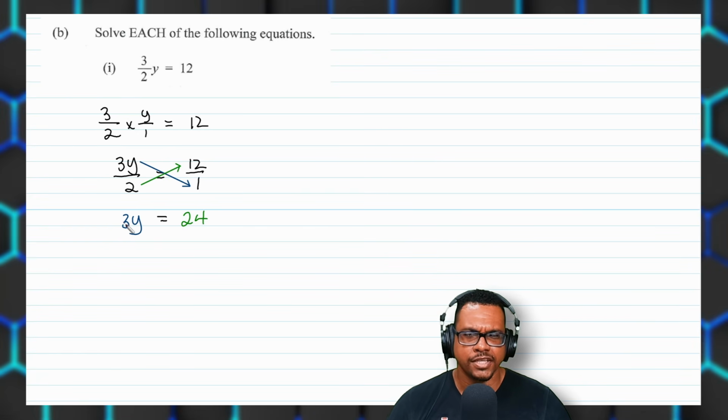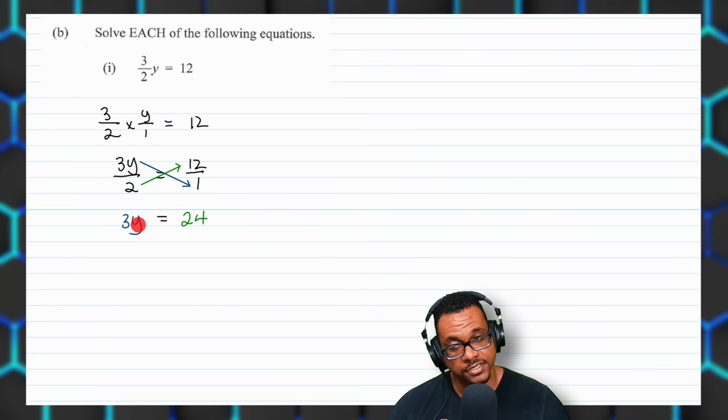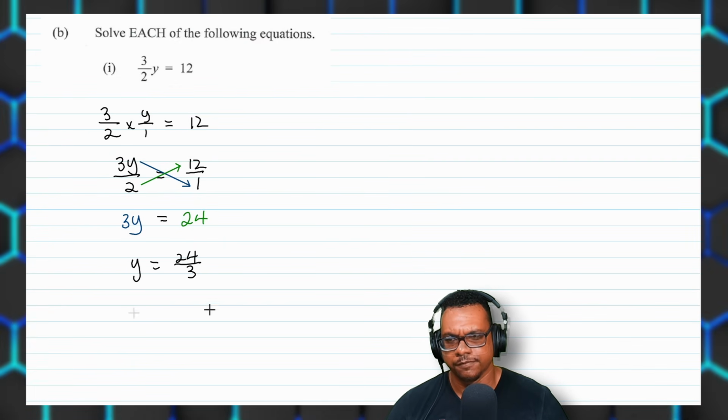So now we transfer the 3 across the equal sign. The operation between 3 and y is multiplication, so when we transfer it across, the operation changes to division. So we're going to get y is equal to 24 divided by 3. And of course, 24 divided by 3 is 8.